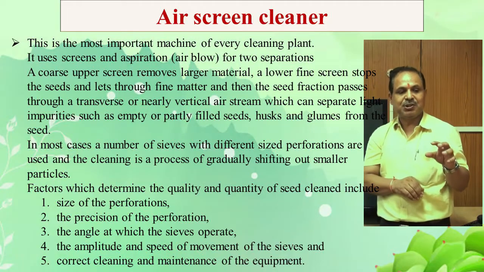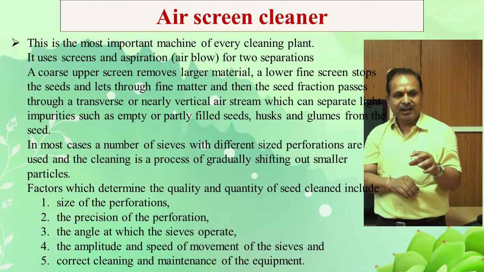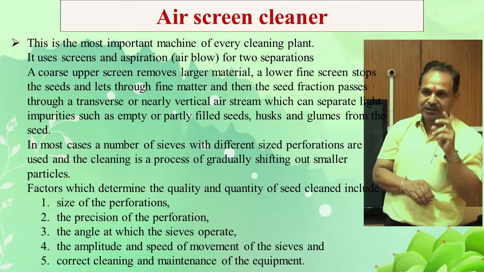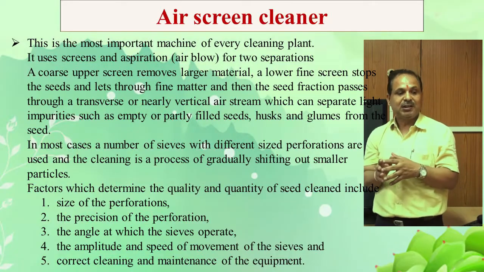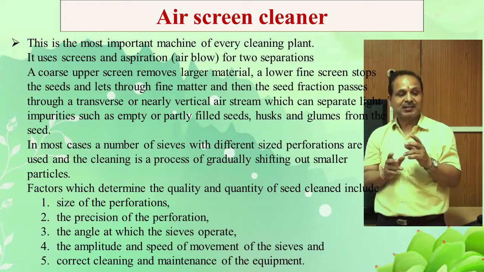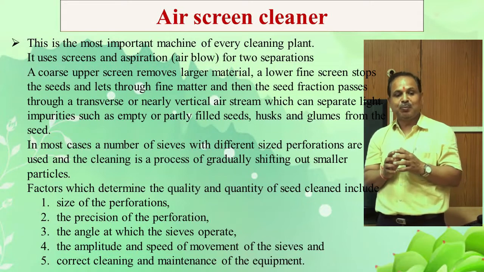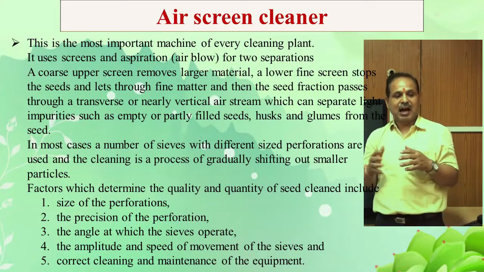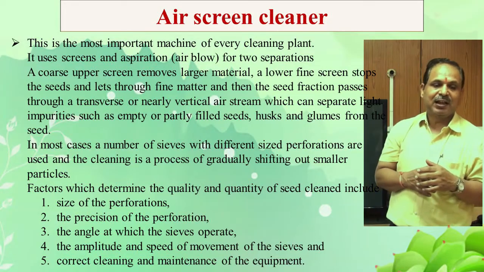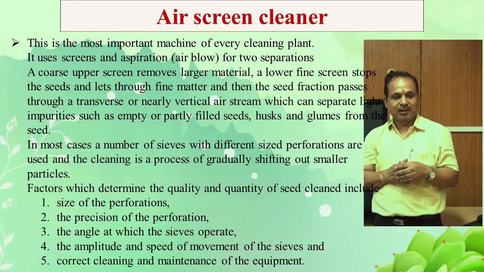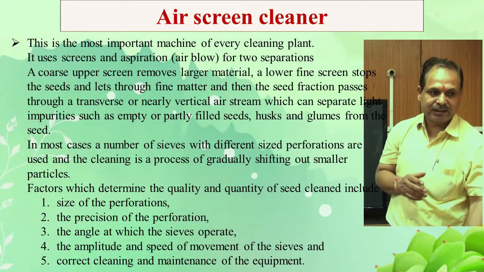their length and width, the perforation of the sieves are varied. So some of the factors which determine the quality of seed cleaning include the size of perforations. It must be remembered that the size of perforation should be appropriate, the precision of the perforations, the angle at which the sieves operate, the amplitude and speed of the movement of the sieves. If sieves are moving at high speeds, then the grading, the separation of the different sizes of seeds will not be done. So correct cleaning and maintenance of the equipment is needed with this air screen cleaner.